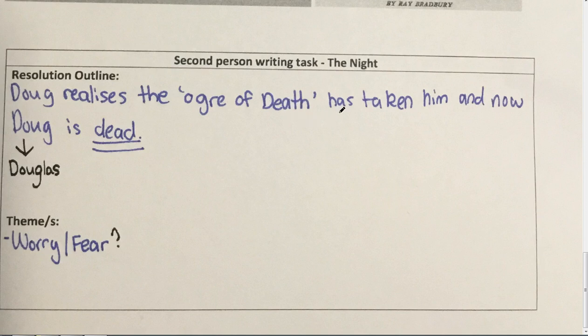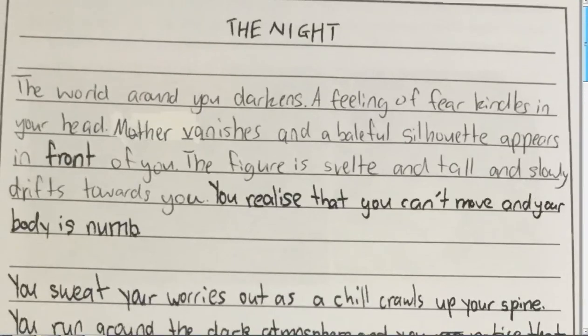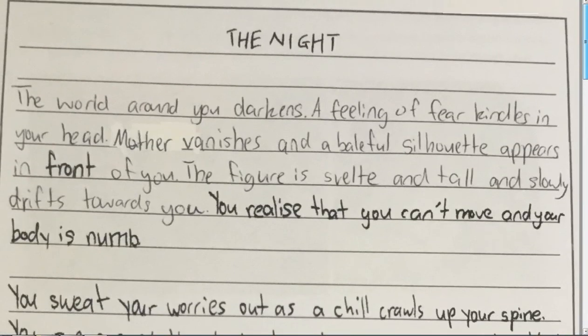All right, so Doug realizes the ogre of death has taken him, and now Doug is dead. Well, that would have been interesting. That would have been an interesting twist. And themes, yeah, fear is definitely one of the themes. So she did pick that up, and worry, but I'm not sure she's managed to encapsulate it correctly in her story. All right, so I'm going to go through this and sort of show you what I think of what she's done and how I would talk to her about it when I see her next.